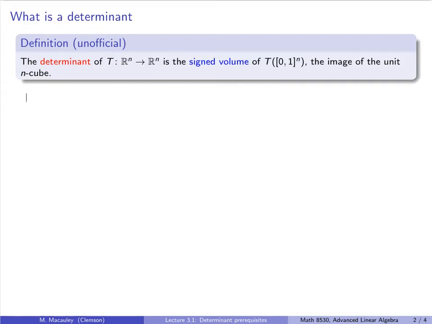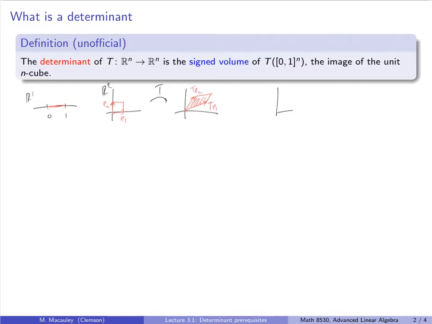So first of all, in R^1, the unit n-cube is just the interval [0,1]. It's a pretty boring case. In R^2, the unit n-cube is, if you look at e1 and e2, that determines a square. And so a linear map T is going to send this square to some other parallelogram, and the determinant is just the area of that. So this is Te1 and this is Te2.